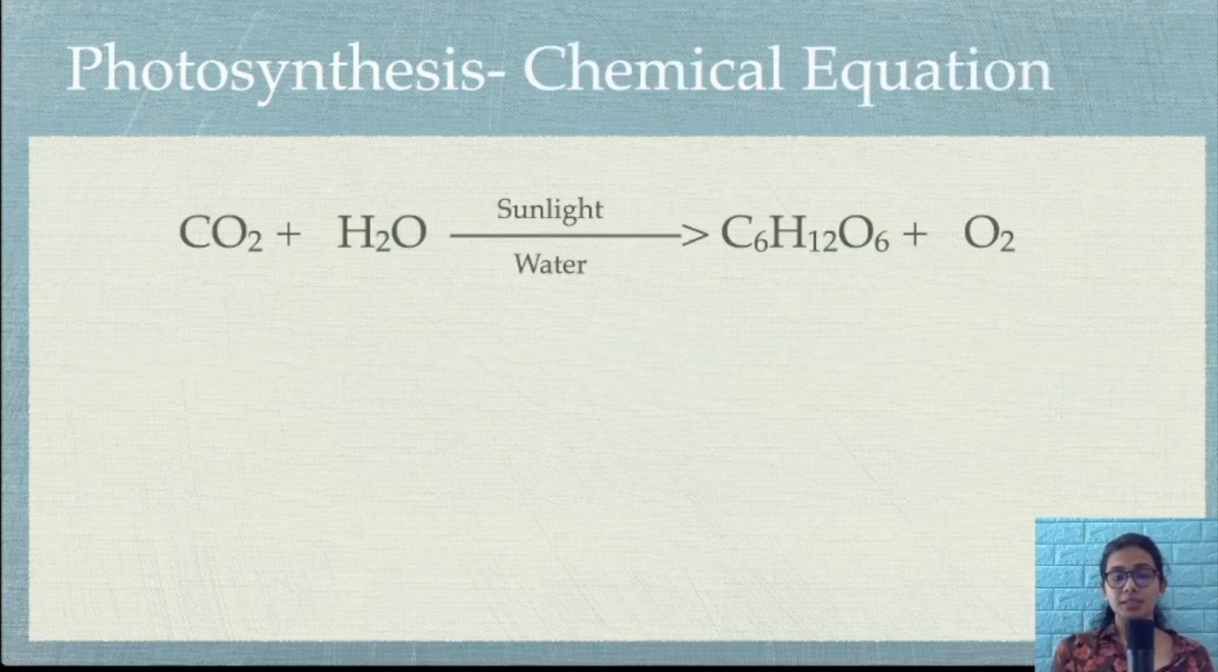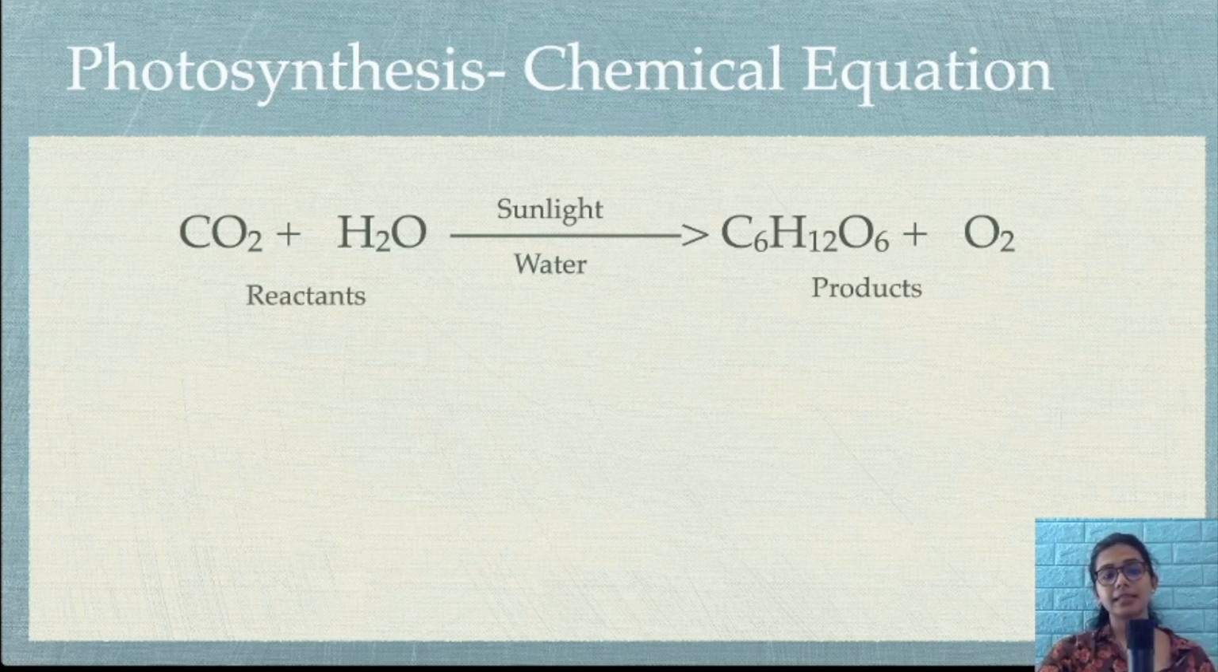Now if we write photosynthesis as a chemical equation, this is what we get. The basic chemical equation is: carbon dioxide plus water gives C6H12O6, which is nothing but glucose, the formula for glucose, and oxygen. Now clearly this equation is not balanced. This is the reactant side and this is the product side. Here you can see clearly that the equation is not balanced, right?